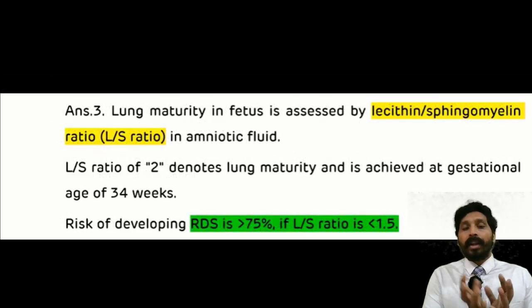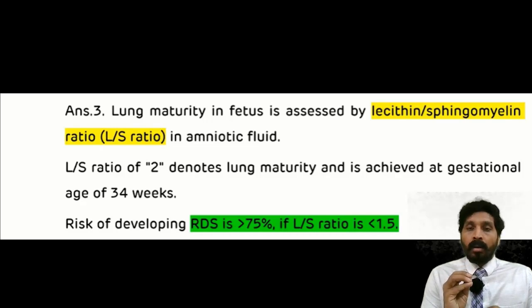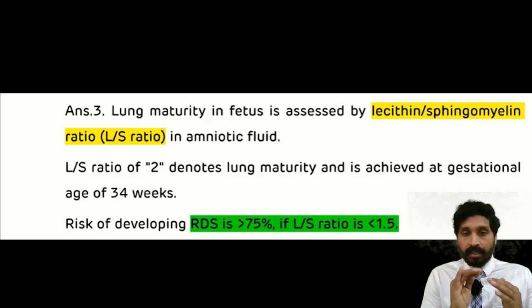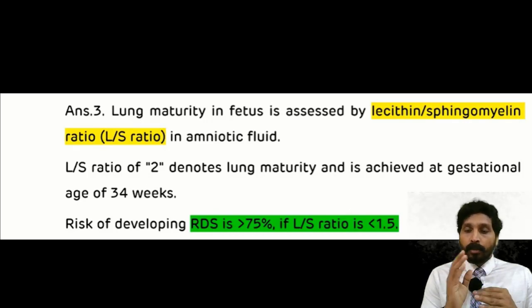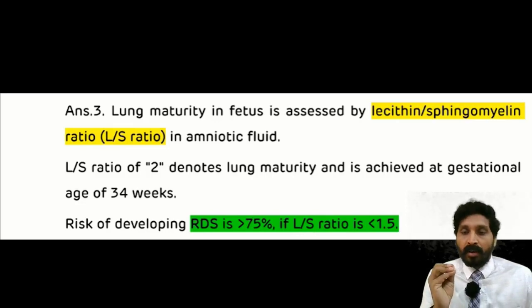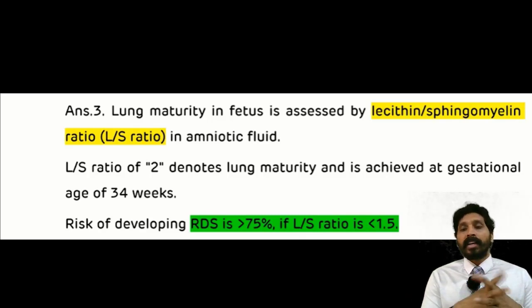So how to avoid this respiratory distress syndrome? If you check the LS ratio in amniotic fluid and the level is less than 2, then you are supposed to inject glucocorticoids to the mother antenatally, which helps in enhancing the synthesis of lecithin and sphingomyelin and restores the ratio to 2. So this is all about respiratory distress syndrome.